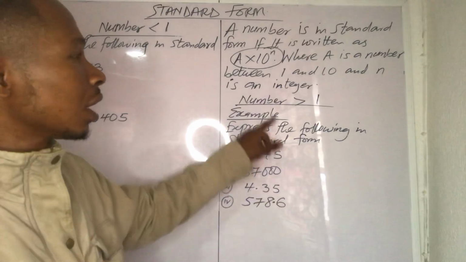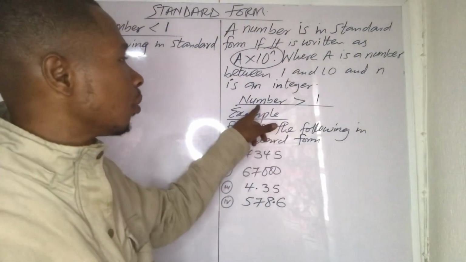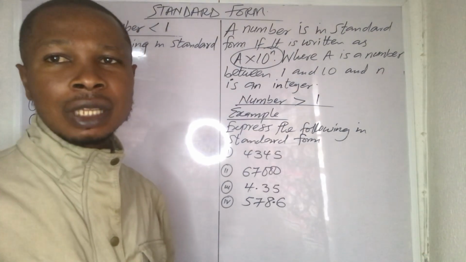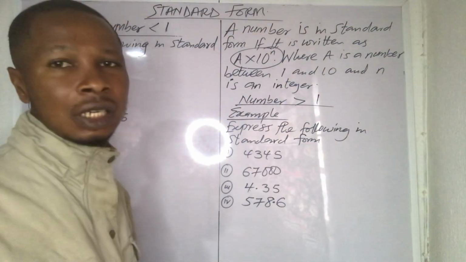Now, let's look at standard forms of numbers greater than 1. How do you write standard form of numbers greater than 1? Let's look at this example. Express the following in standard form.